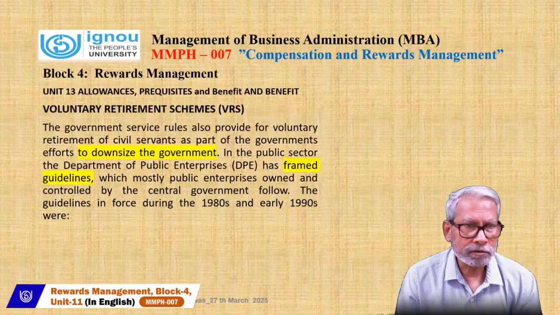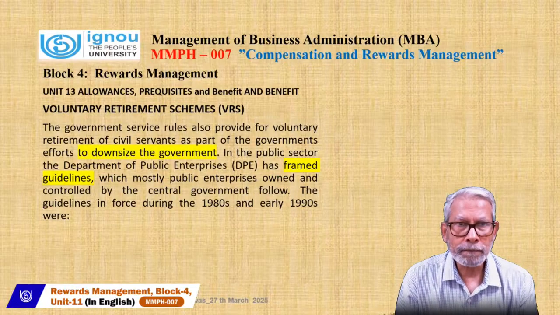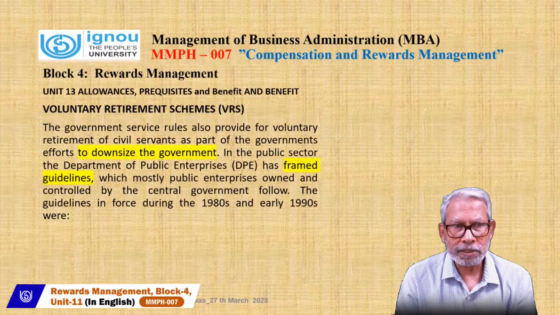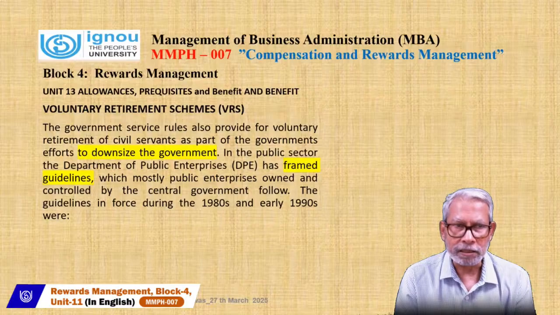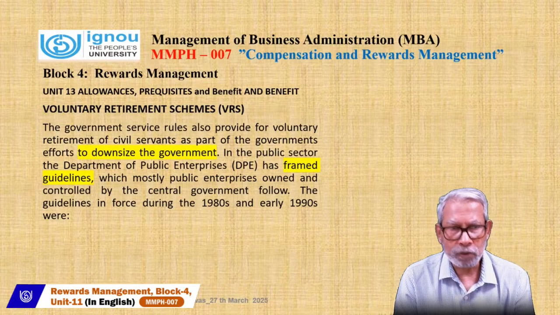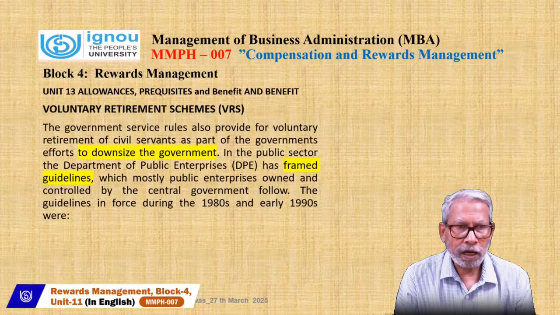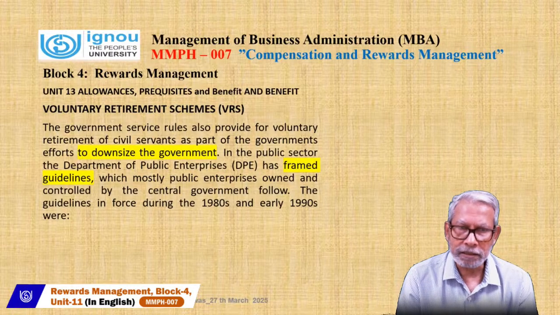So as framed, for downsizing of government there are some guidelines. Within these guidelines, in the public sector, the Department of Public Enterprises has framed the guidelines, which mostly cover public enterprises owned and controlled by the central government. The guidelines were in force during the 1980s and 1990s.